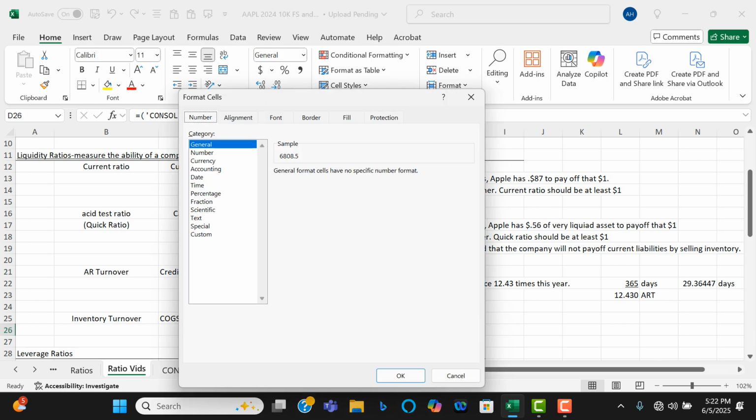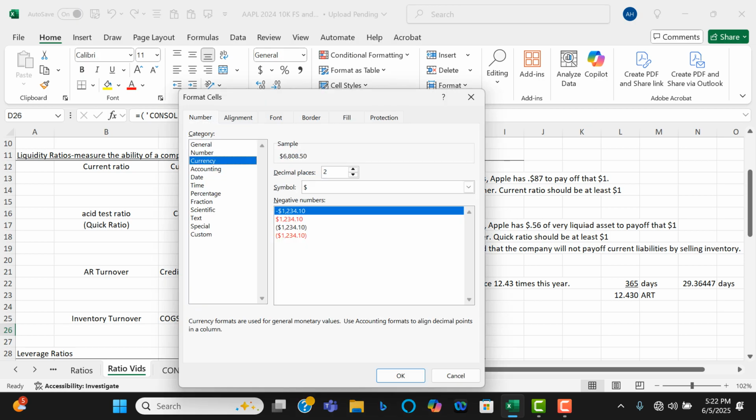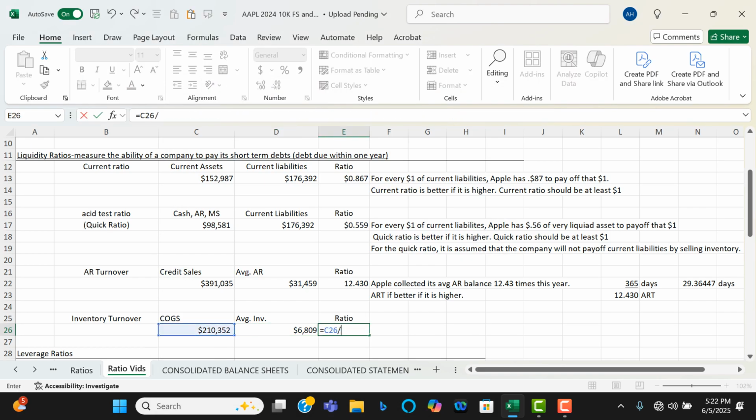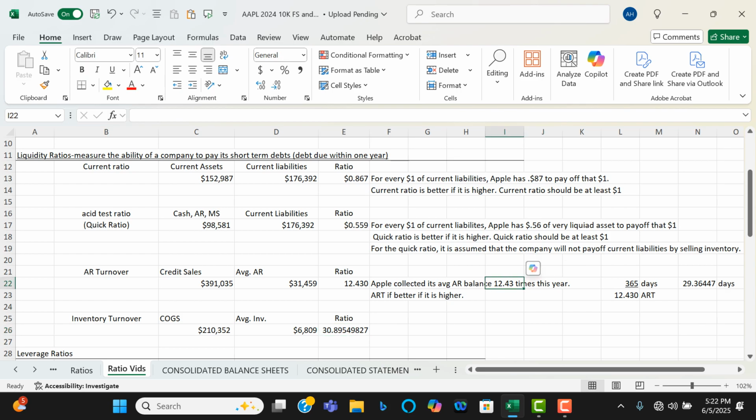Okay, so we're going to format that again. We'll go down, take it up to 9. That's okay. Okay, and so the ratio is 30 times. So I'm going to label this times. And I want to label it this way. There it is, 12.3 times. I labeled the first one ratio times, but I'm going to explicitly label this one times.